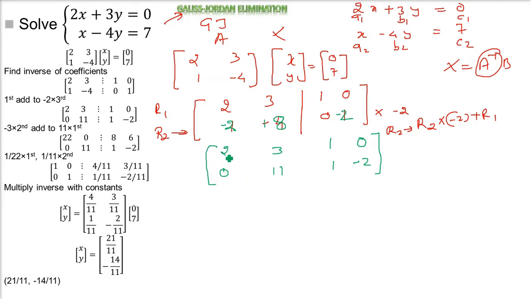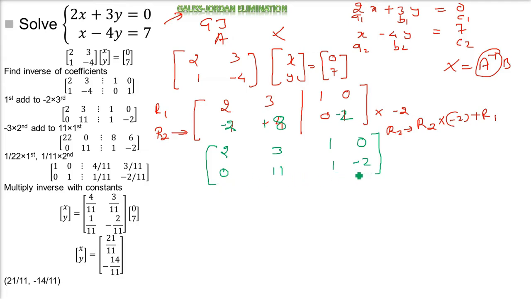The second one is 2. Let us make this 2 as 1, 11 as 1, and 3 has to be made 0. So whichever way you want, whichever property you want to apply, row operations you have to do. So the whole second row, if you divide it by 11, we are going to get a 1 in the place of 11.